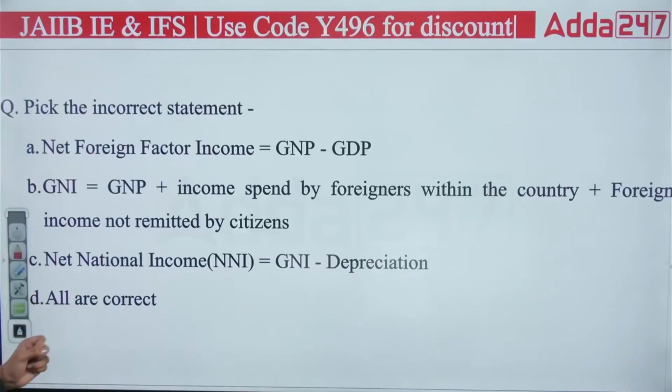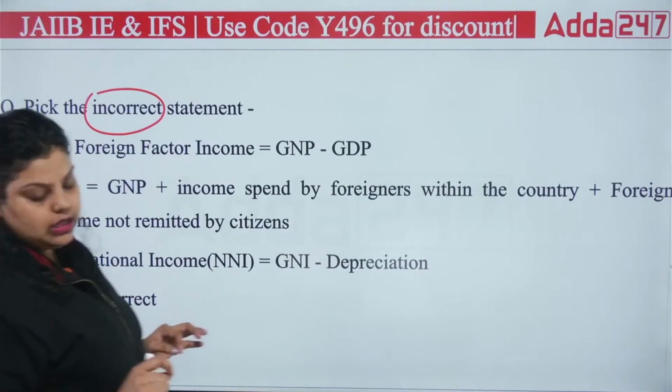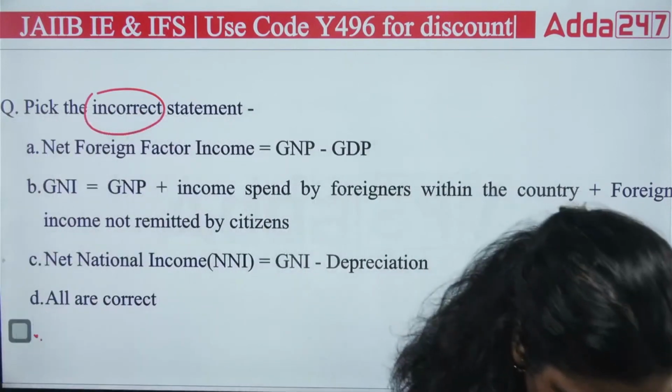Next question we have regarding pick the incorrect one out of the following formulas. Which of the following is incorrect? First is saying net factor income or net foreign factor income is GNP minus GDP. Second, gross national income equals GNP plus income spent by foreigners within the country plus foreign income not remitted by citizens. Third, net national income equals gross national income minus depreciation. Which of the following statements is incorrect, or are all correct? A, B, C or D? Let me know.